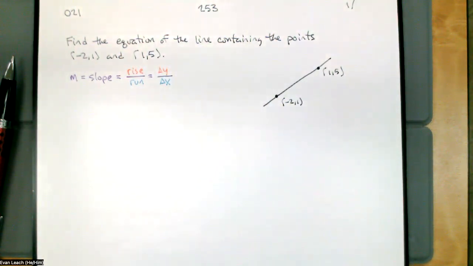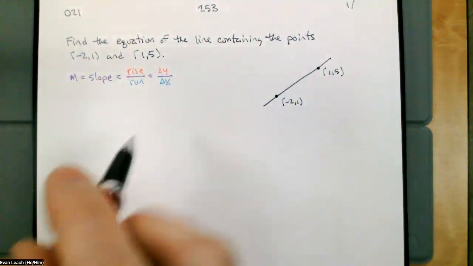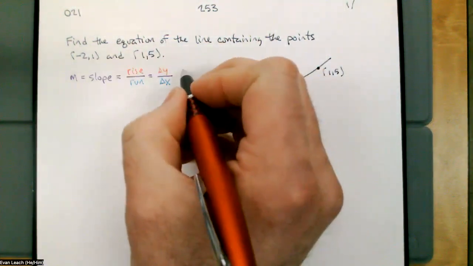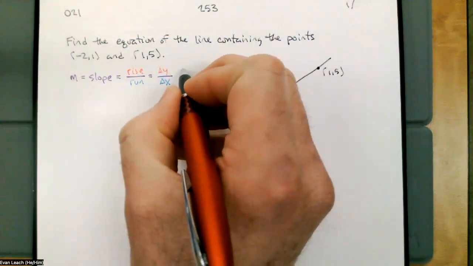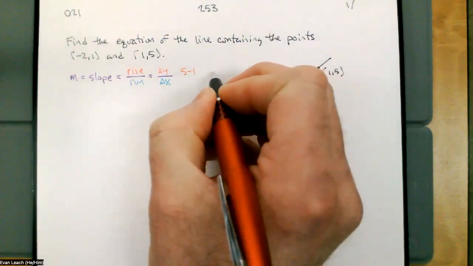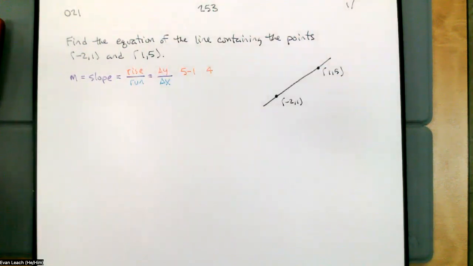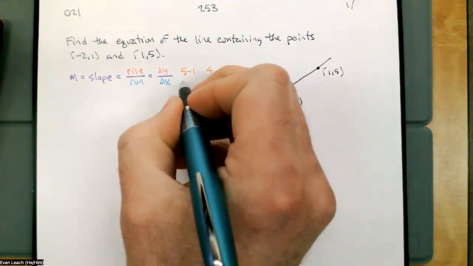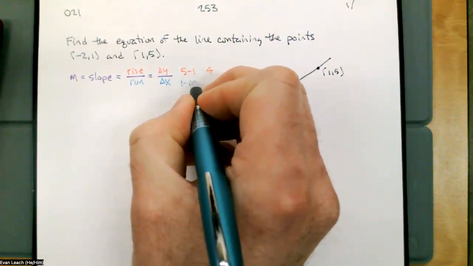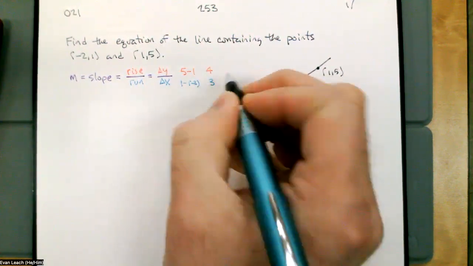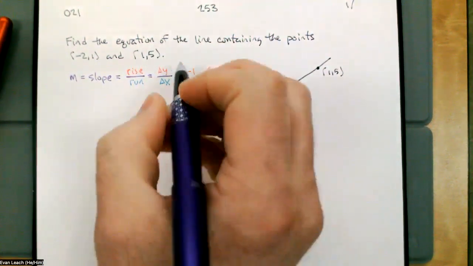So in this case, we have 2 points because we're not doing tangent stuff. Our change in Y is 5 minus 1, or 4. And our run is 1 minus a negative 2, or 3. So our slope is 4/3.